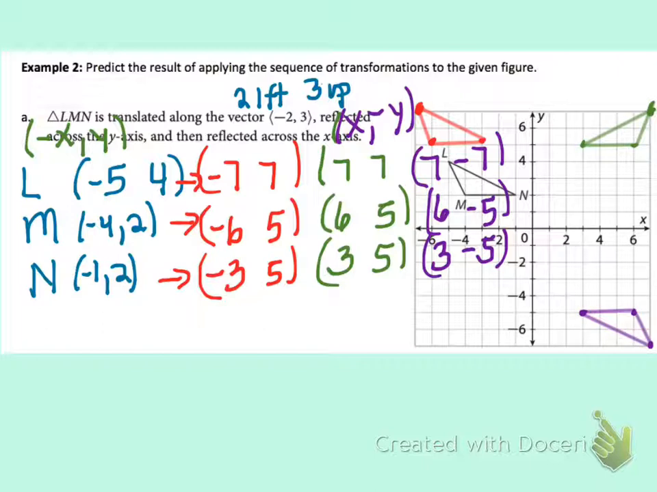So none of these transformations changed the figure size or shape because we did a slide or translation. We did 2 reflections. And so all of those produce what are called rigid motion figures or isometric figures, figures that don't change size or shape. They are called congruent figures.